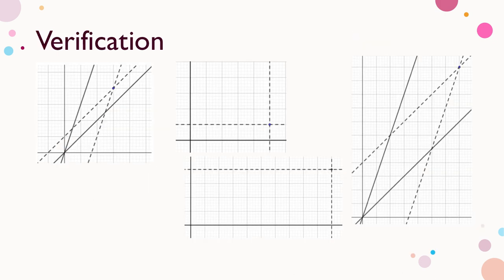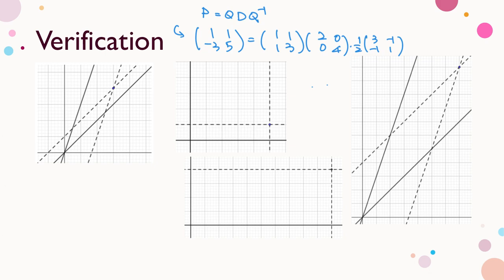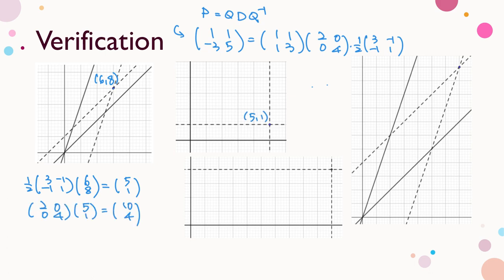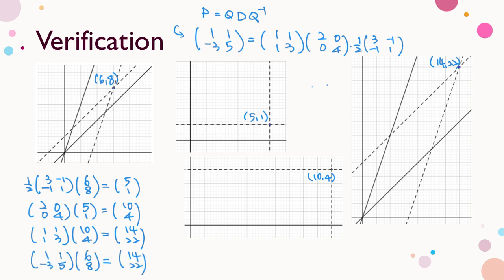For the decomposition of P into QDQ inverse, compare the results of the transformations and the corresponding results from algebraic calculation for further verification. Let us check with the point 6, 8 in the first diagram. Under Q inverse, the point goes to 5, 1 in the second diagram. Take D, the point goes further to 10, 4 in the third diagram. Take Q, the image is 14, 22 in the fourth diagram. Same as the image calculated directly from P.